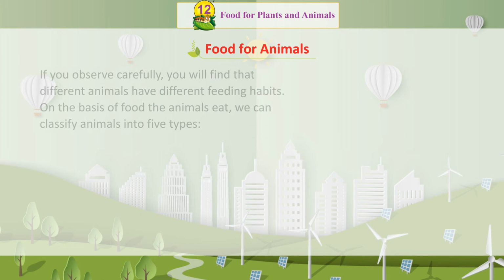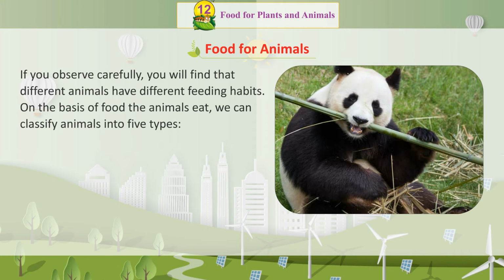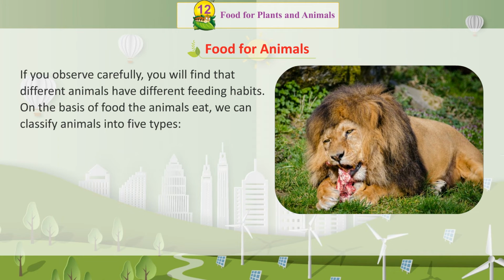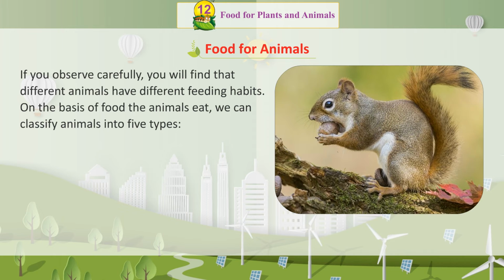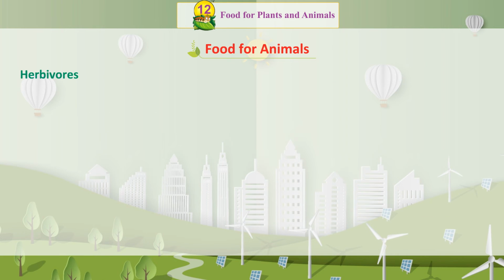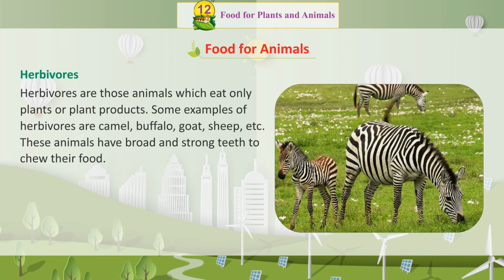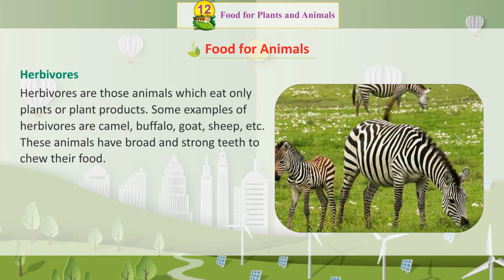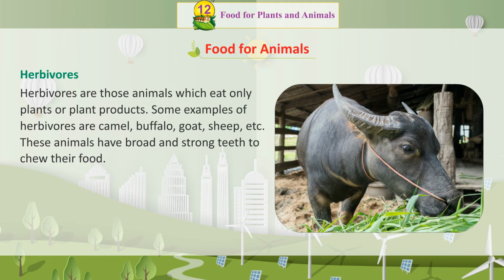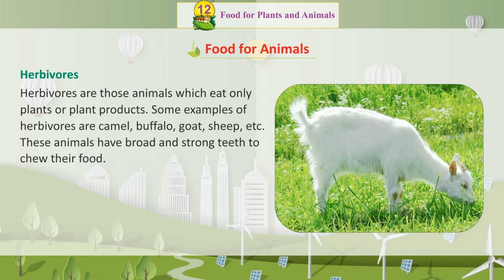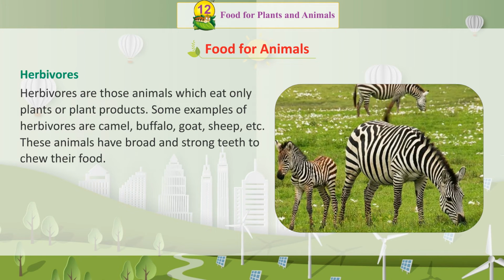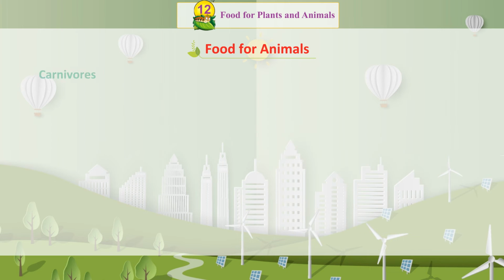Food for animals. If you observe carefully, you will find that different animals have different feeding habits. On the basis of food the animals eat, we can classify animals into 5 types. Herbivores. Herbivores are those animals which eat only plants or plant products. Some examples of herbivores are camel, buffalo, goat, sheep, etc. These animals have broad and strong teeth to chew their food.